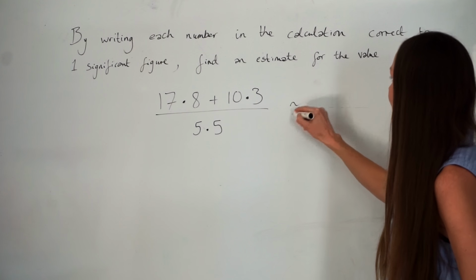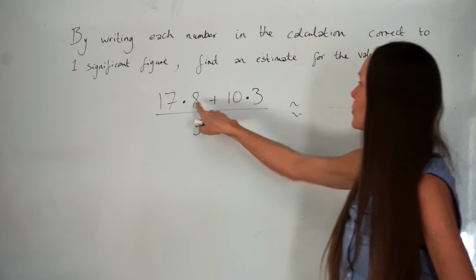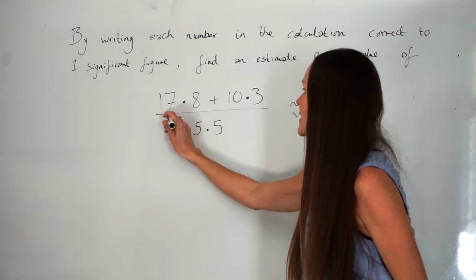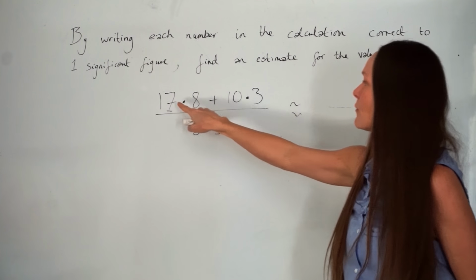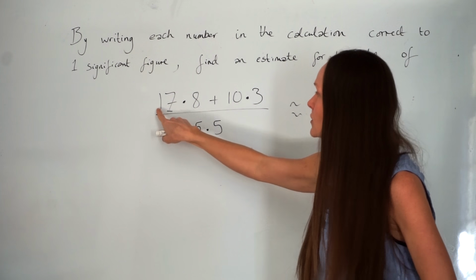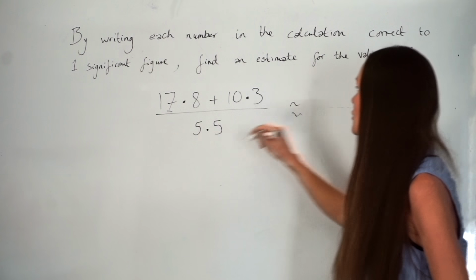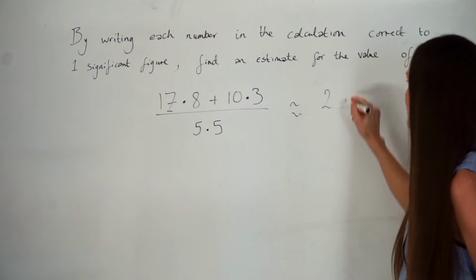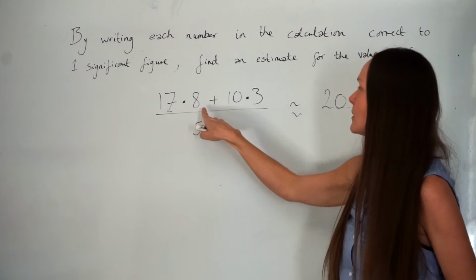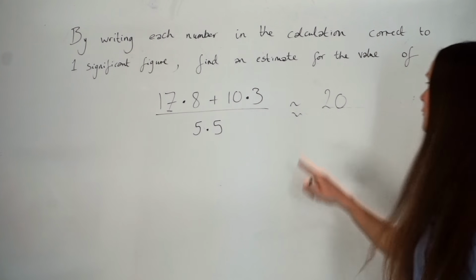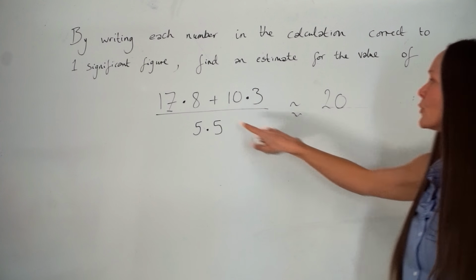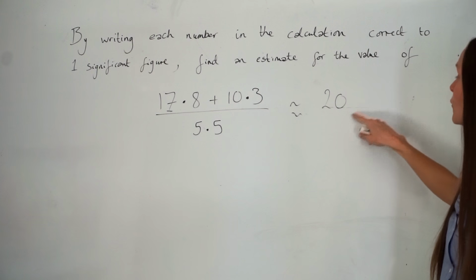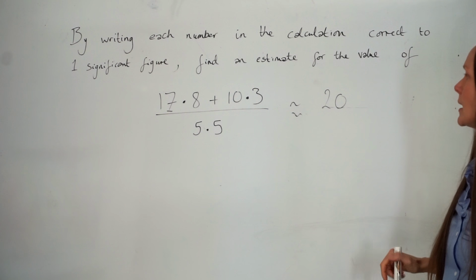If we look at the first figure here, 17.8, remember you have to check the second figure. Here it's the number 7, and 7 is greater than 5, so it rounds the first figure up 1, so this changes to a 2. And then the number 7 changes to a 0. So 17.8 rounded to one significant figure is 20. Remember, you don't need to write the decimal point with any other numbers. We've already got our one significant figure here.